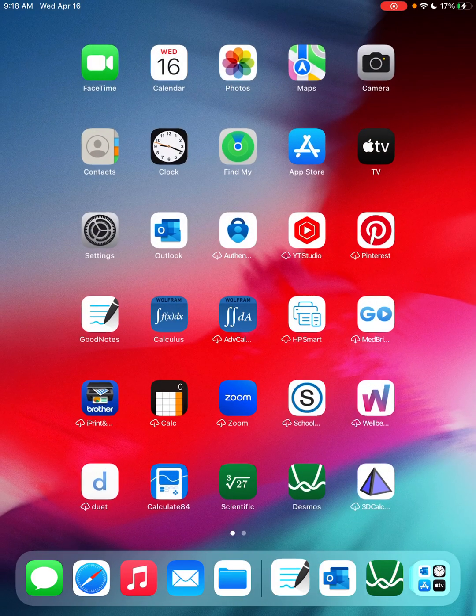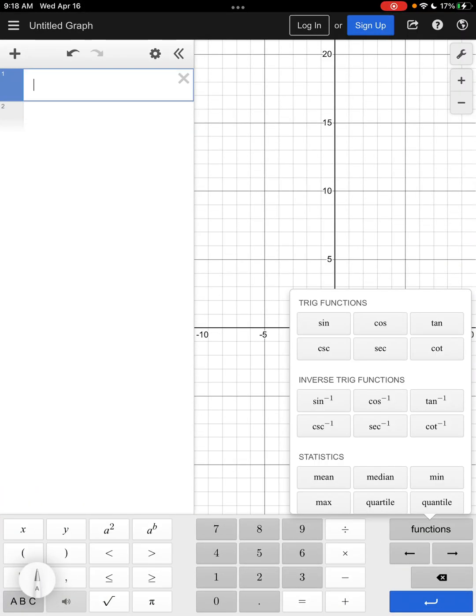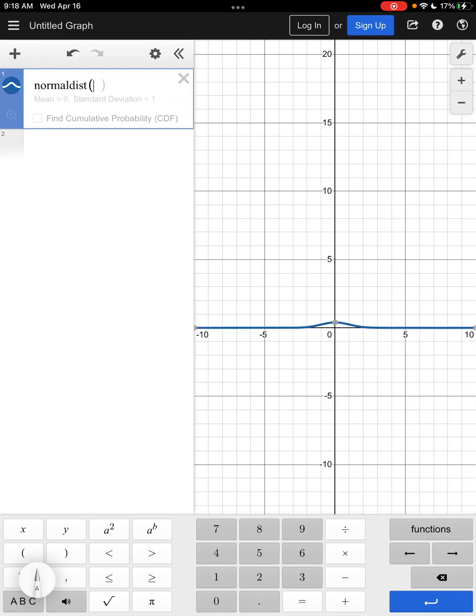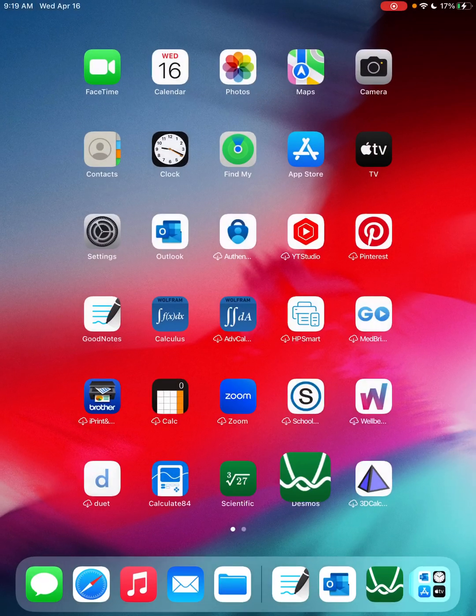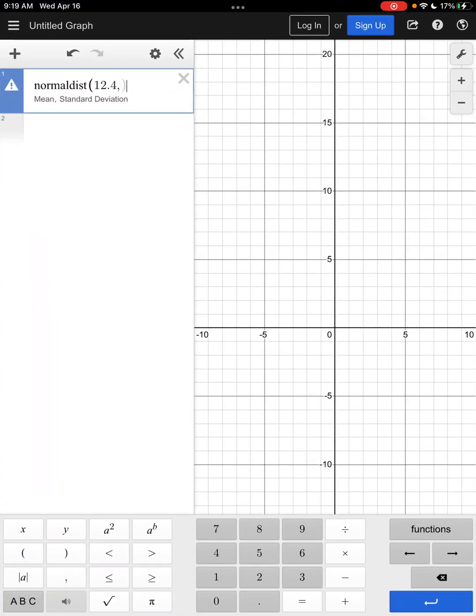So 12.4 and 0.2. So you go to Desmos, you go to this function button, and all the way down, I think. Yeah, oh no, there's our distributions. We want normal distribution, and you have to put in your mean and your standard deviation. So our mean is 12.4, and our standard deviation, so comma, 0.2.